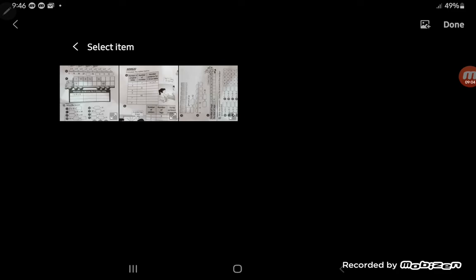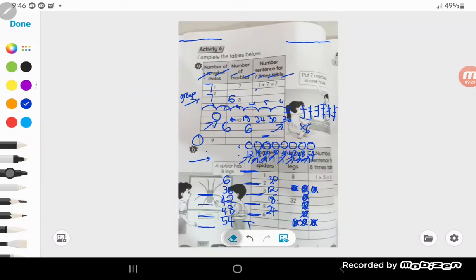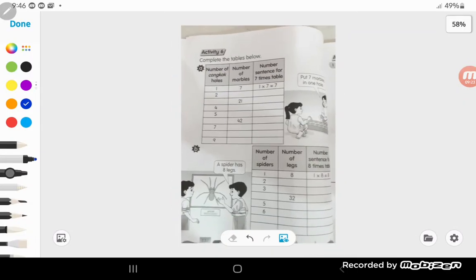Okay, look, page 66, where is mine? Okay, sorry, not 66, page 64, okay, this one, 64. Complete the table below. Okay, this one is times 7. You can refer to your multiplication chart and then you can write your answer.